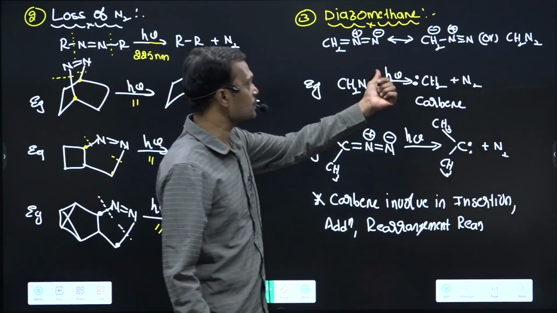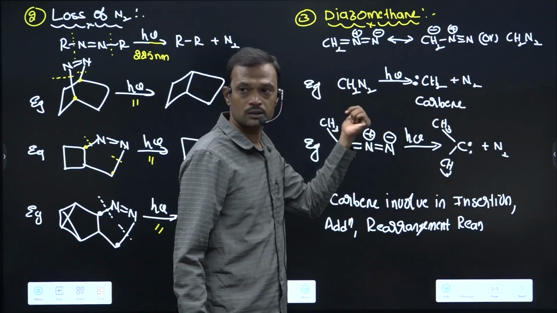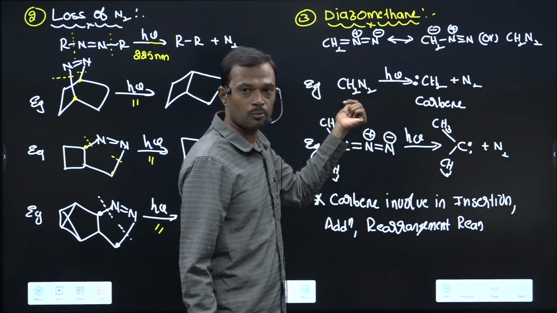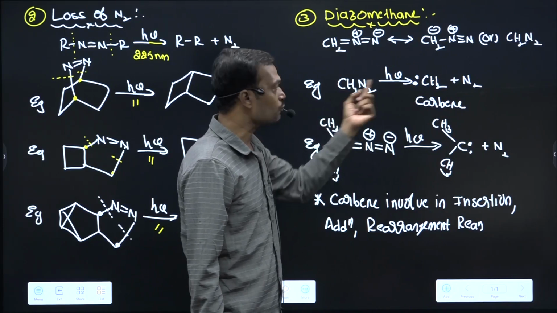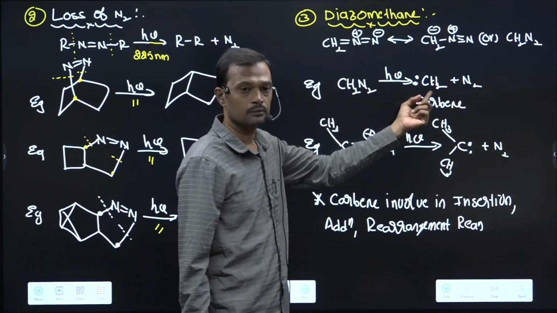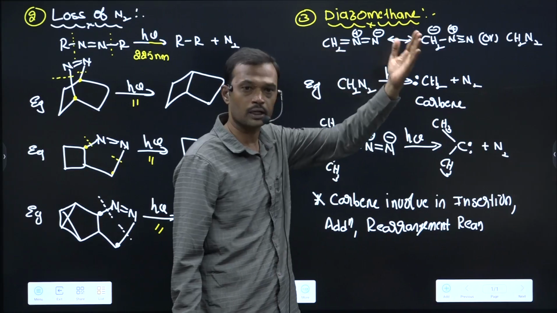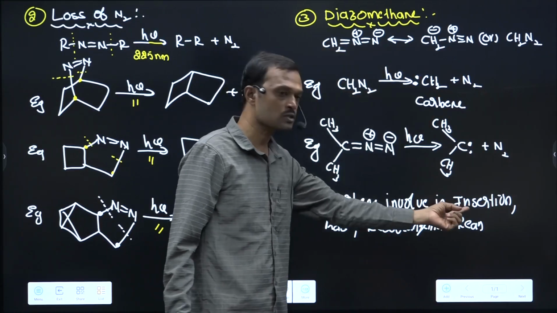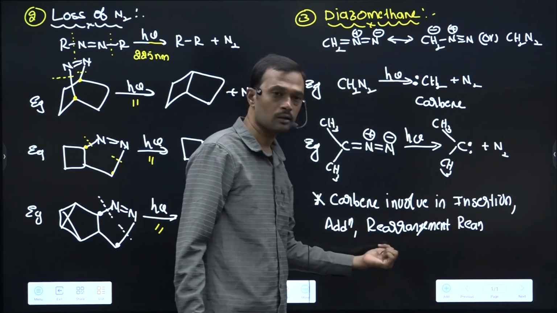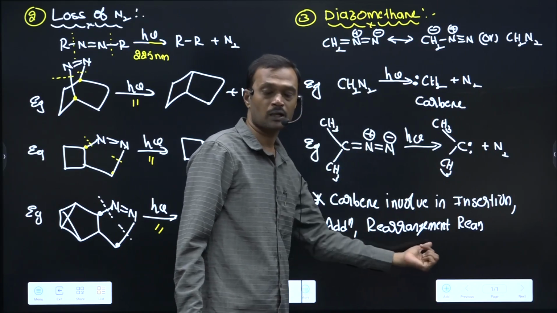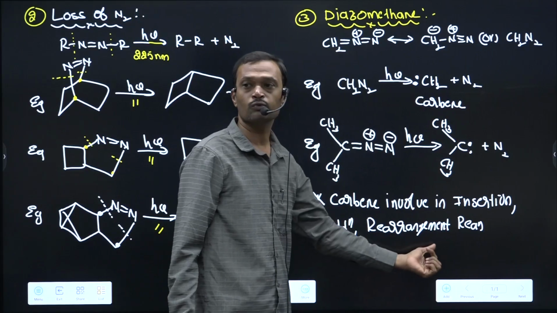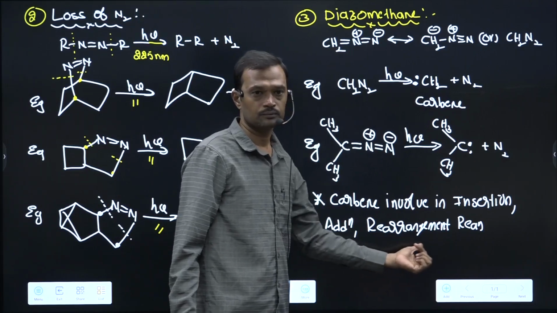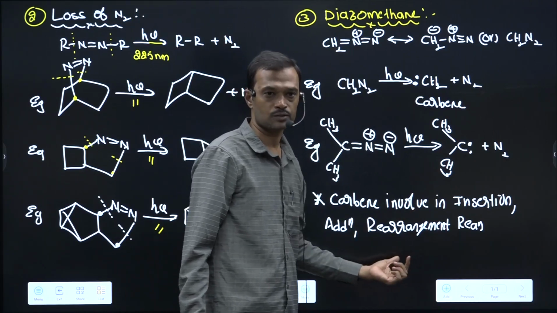See, our target is not carbene. Our target is what happens when you make photolysis of which one? Diazomethane. Diazomethane and photolysis give carbene. Carbene is a different reaction. After getting carbene, this carbene may undergo insertion, addition or rearrangement. Carbene's famous rearrangement reactions are Arndt-Eistert rearrangement or Wolff rearrangement. That is carbene intermediate reactions.